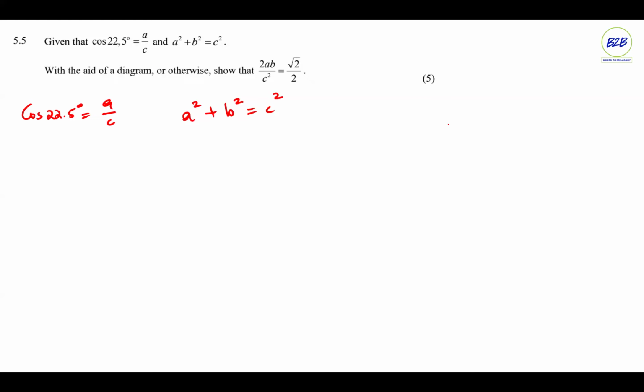So we must sketch a right-angled triangle here in the first quadrant. Why in the first quadrant? Because our given angle, which is 22,5 degrees, is in the first quadrant. And then our definition of cos is the adjacent side over the hypotenuse. So the adjacent side now seems to be A, the hypotenuse seems to be C. So we don't know now this other side, the vertical side, which is Y.